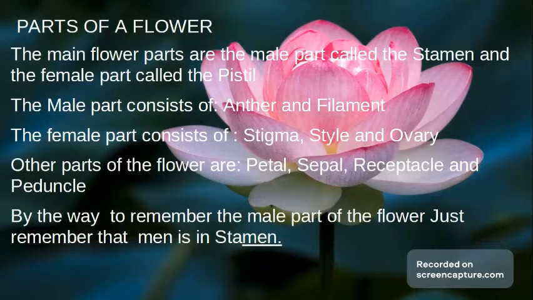Parts of a flower. The main flower parts are the male part called the stamen and the female part called the pistil. The male part consists of the anther and the filament. The female part consists of the stigma, style, and ovary. Other parts of the flower are the petals, the sepal, receptacle, and peduncle. By the way, to remember the male parts of the flower, just remember that men is in stamen.